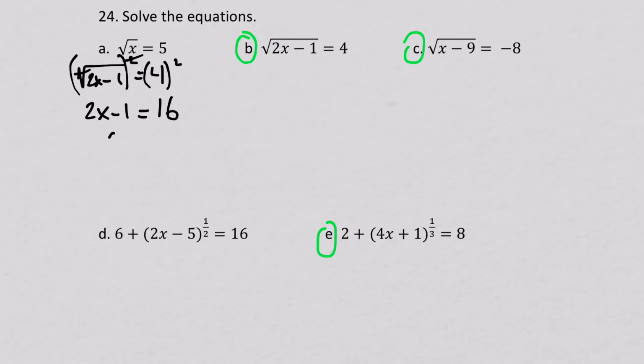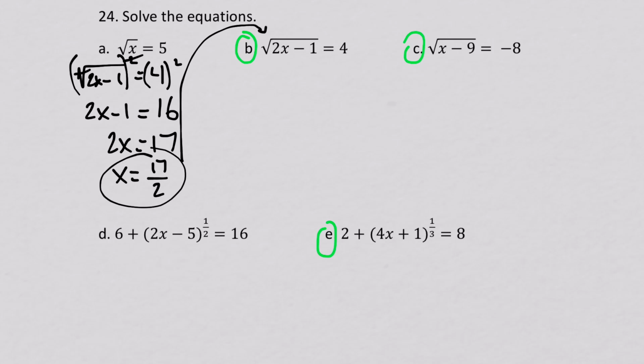You add 1 to both sides, you get 2x equals 17. You divide by 2, you get x equals 17 halves. Done. You can't simplify that. In all of these, it is always important to check that you don't have any extraneous solutions. Solutions that you think are actually solutions, but they don't actually work. So what I'm going to do is I'm going to plug that in to make sure it works.